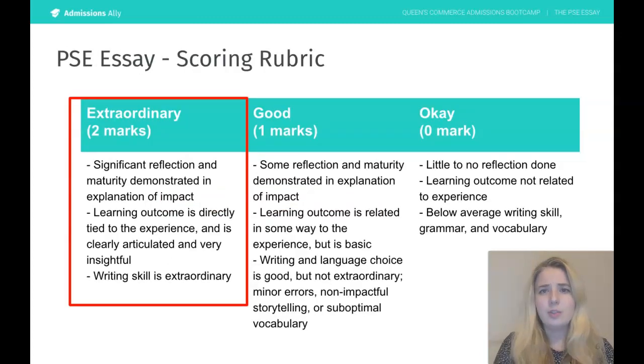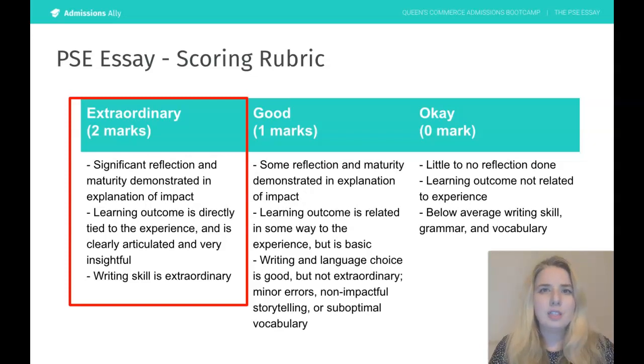And here's the scoring, which you can see here. So you'll receive 0, 1, or 2 marks. So 0 is going to be little or no reflection, not very strong writing skills, and you are not able to really demonstrate the learning outcome. 1, which is what a lot of people will be getting, is that there is some reflection and maturity demonstrated. There is a learning outcome stated, but it's quite basic. Language and word writing is also good, but not extraordinary. There's some errors, maybe not very impactful storytelling.